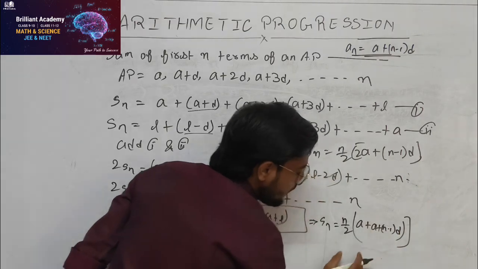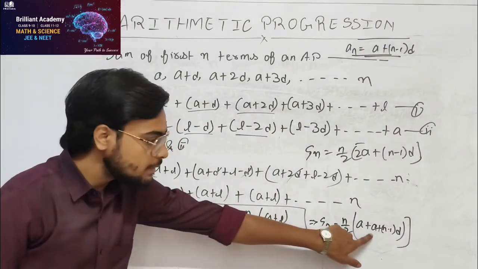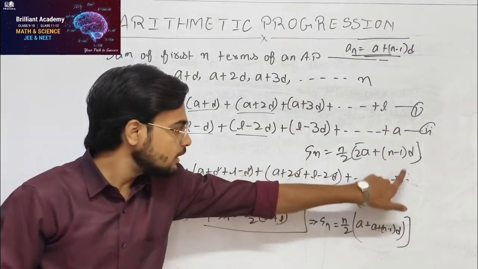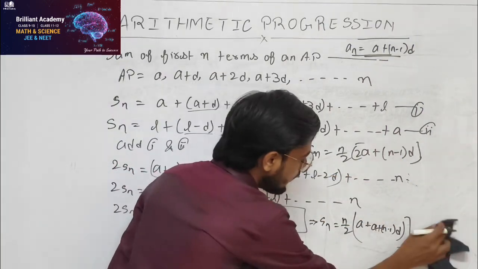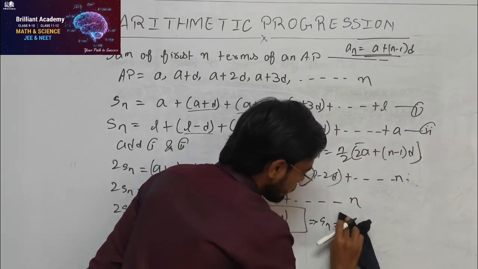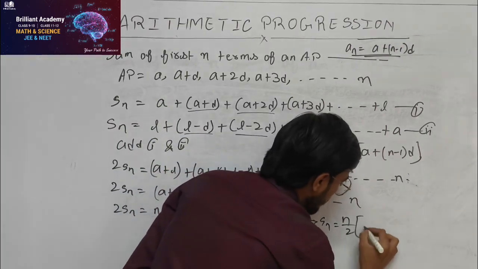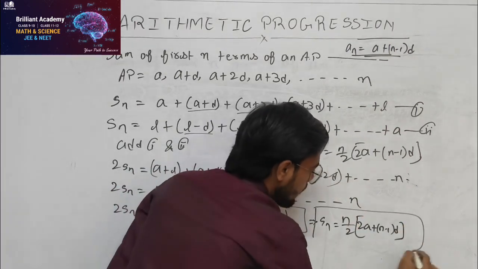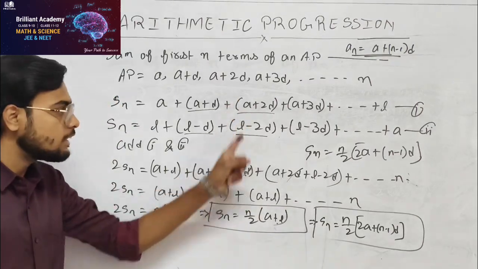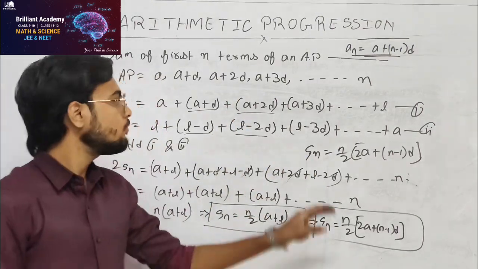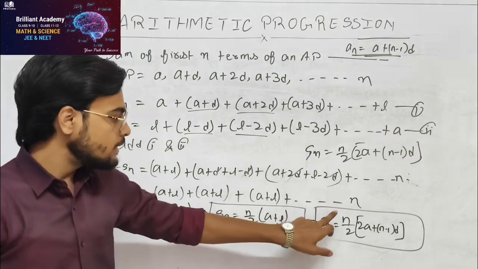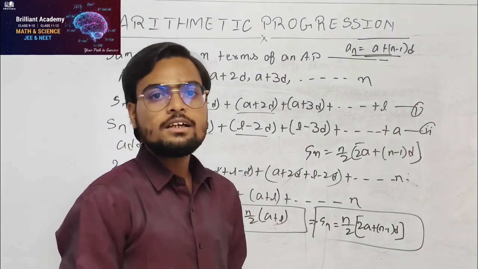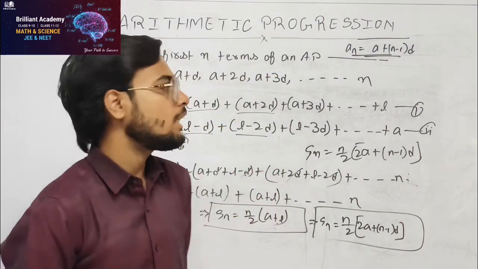Due to space, I write it smaller. So now look, a plus a is 2a and (n minus 1) into d. So I simply write this as n upon 2 (2a plus (n minus 1) into d). This is our required formula, and this is the proof of how to find the sum of n terms of an AP, which is n by 2 (2a plus (n minus 1) into d), and here n is the number of terms. Okay, now let's see one example, then we end this lecture.